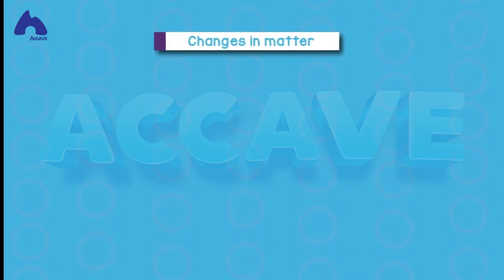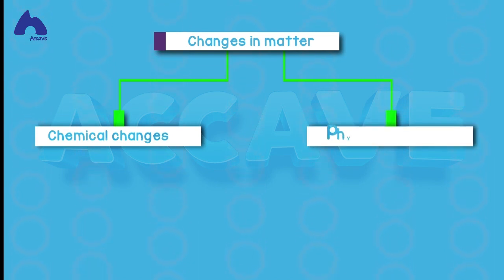Changes in matter can be classified or divided into two types: 1. Chemical changes, and 2. Physical changes. How do you know when each one occurs? Well, that is quite easy.